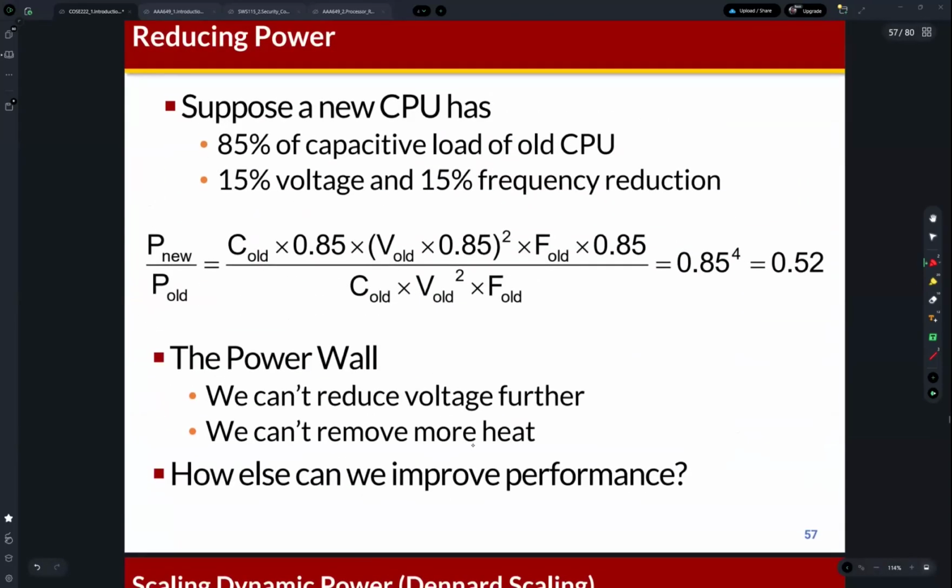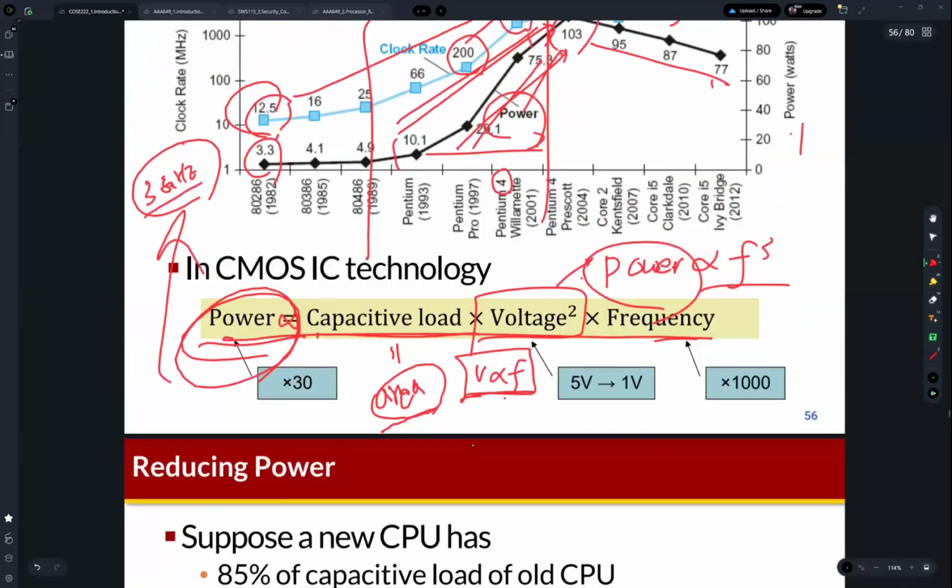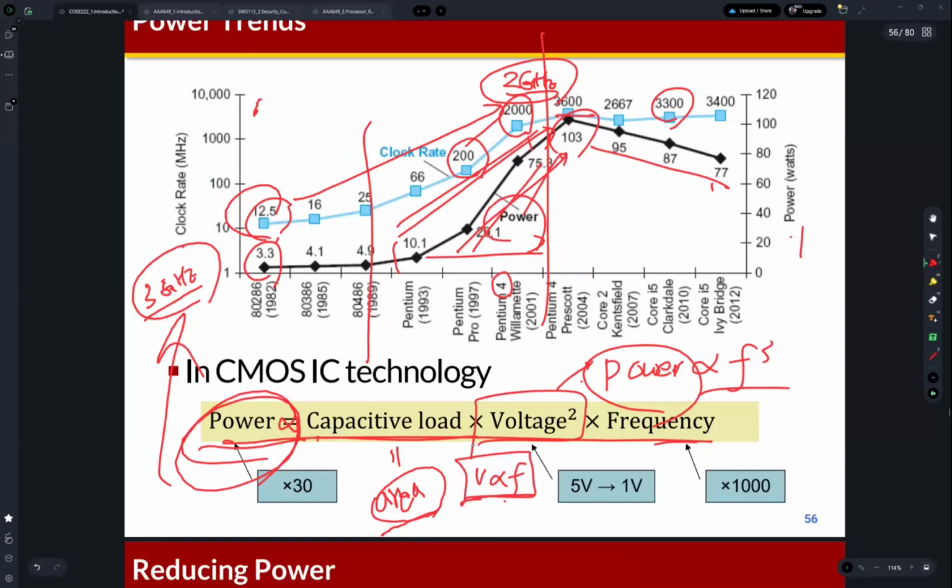So this is the example. Also based on this equation, we can compare the power consumption. You can use some information like the 85% of capacitive load, some supply voltage or frequency. Then we can calculate the power consumption like this. And based on this equation, we can also figure out how to reduce the power consumption.